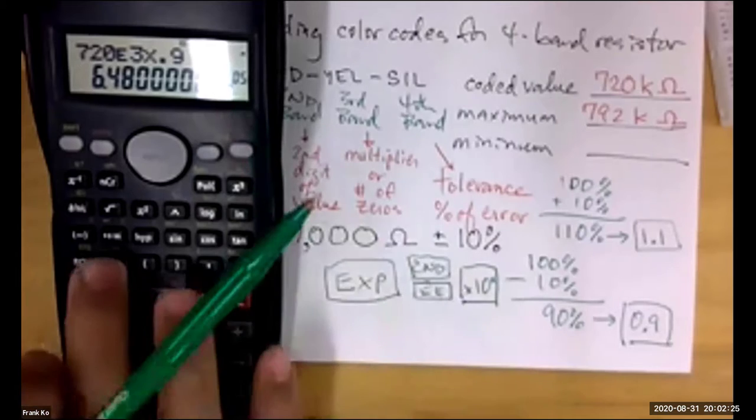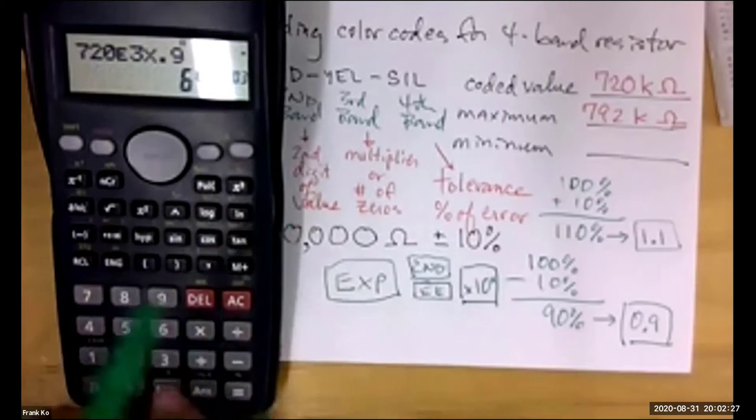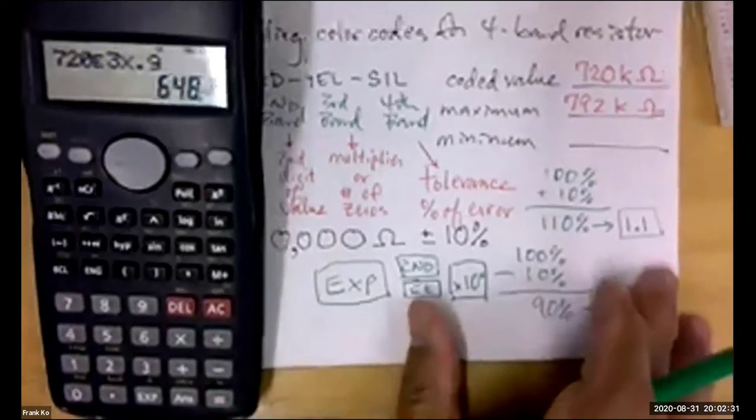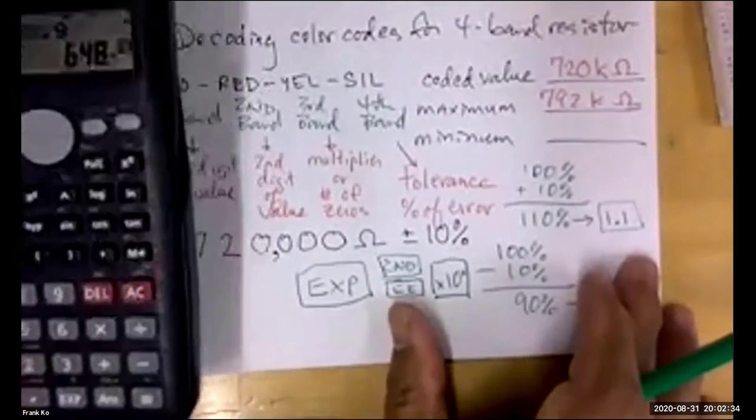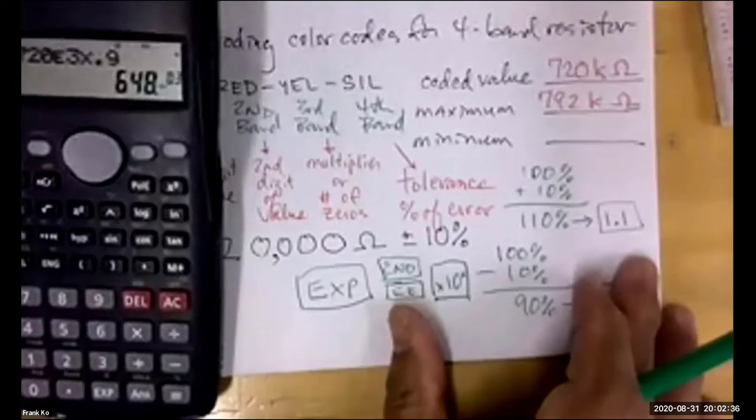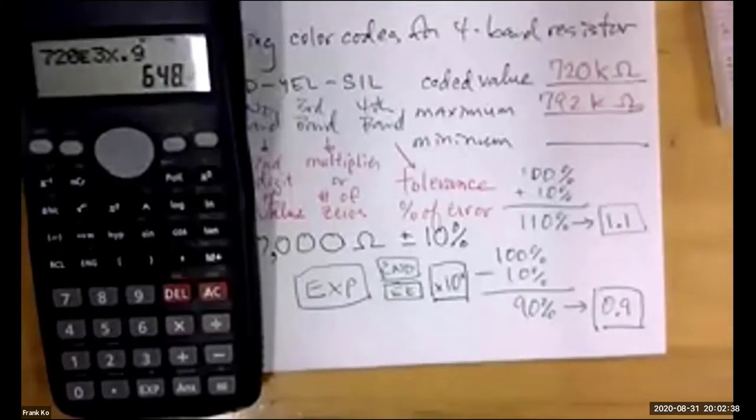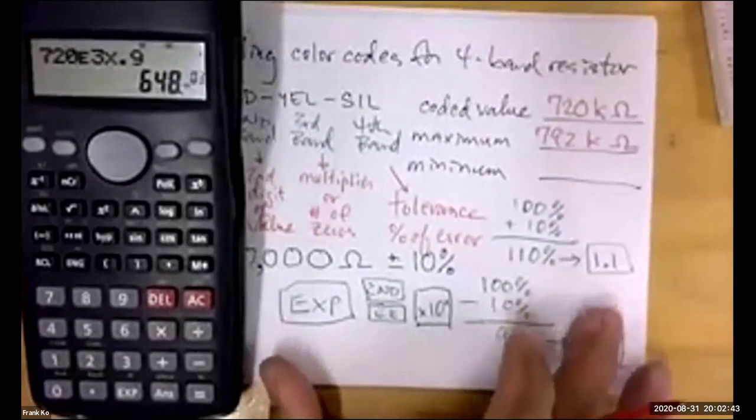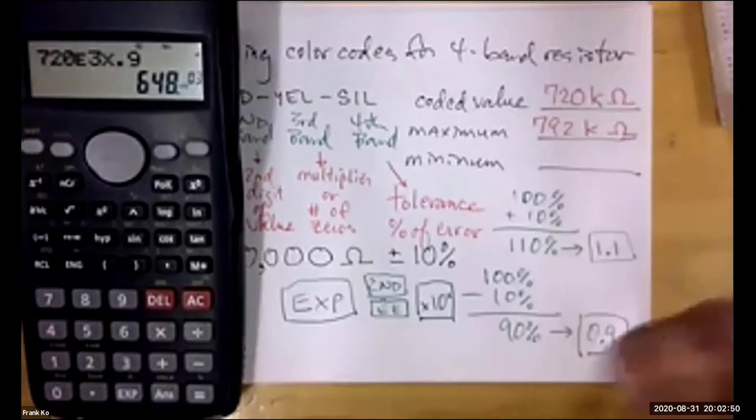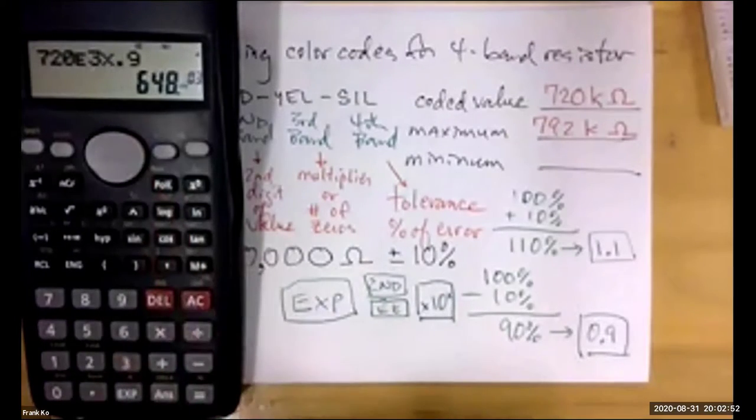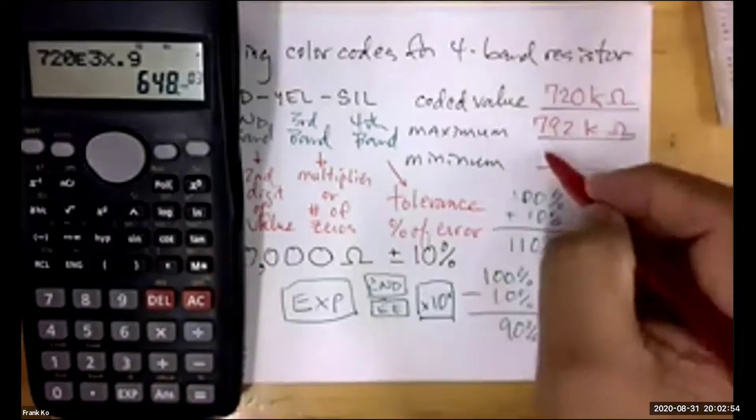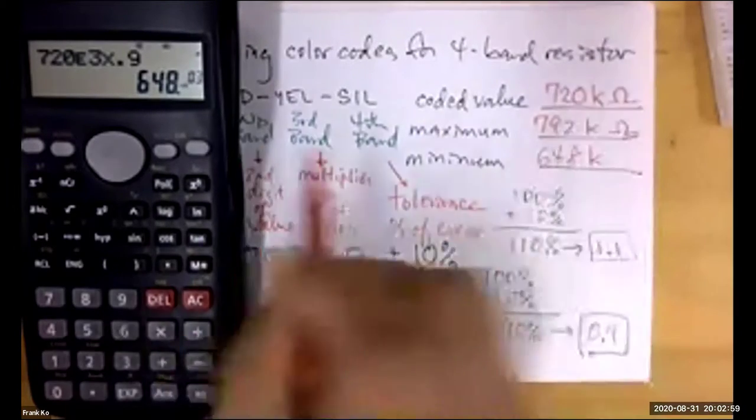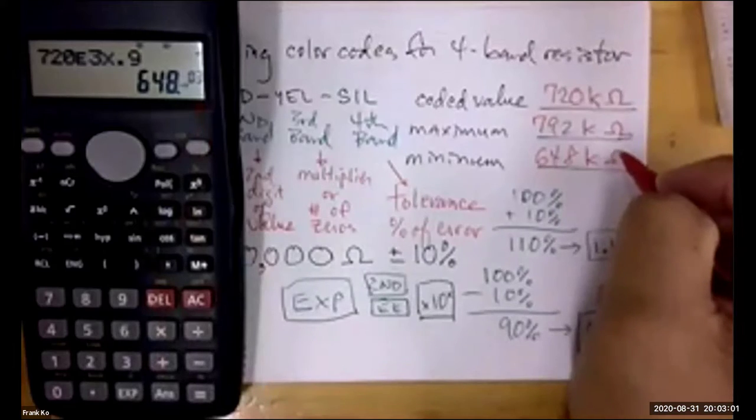What do I do? Hit the engineering key. And when I hit the engineering key, it automatically shifts. And so the value we write down on our answer sheet should be what value, Isaac? The question is, what value do I write down for minimum? It's on the display of my calculator. 648 kilo ohms. Excellent. 648 kilo, because that's my 10 power 3, and write down the omega.